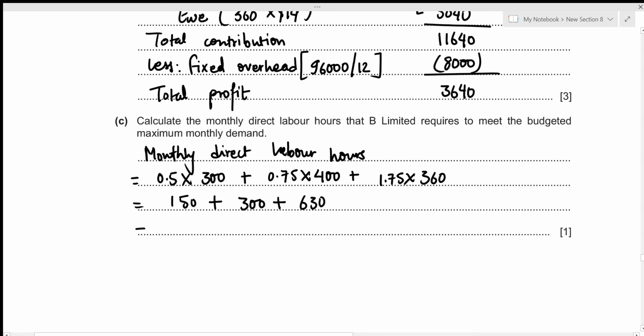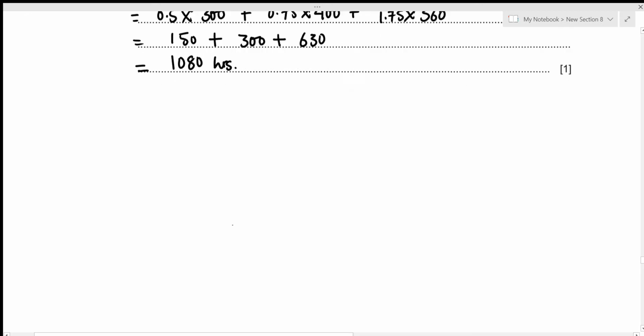Now the total monthly direct labor hours is 150 plus 300 plus 630, which gives 1080. So this is the number of hours required to meet the budgeted maximum monthly demand. This concludes the third part. Let's move to the fourth one.